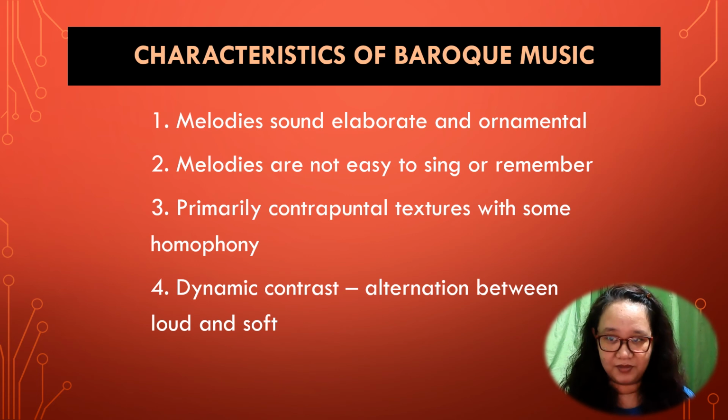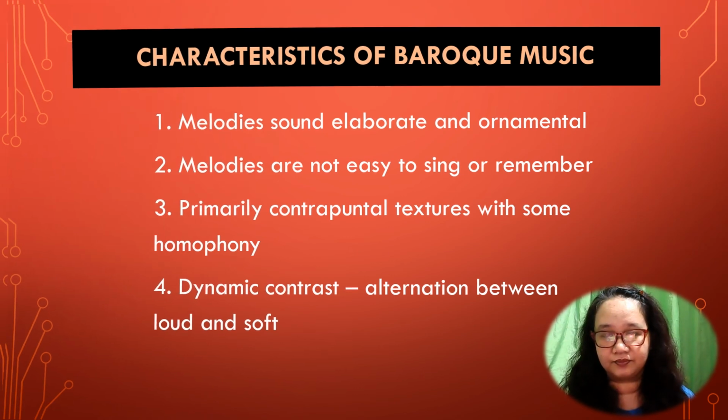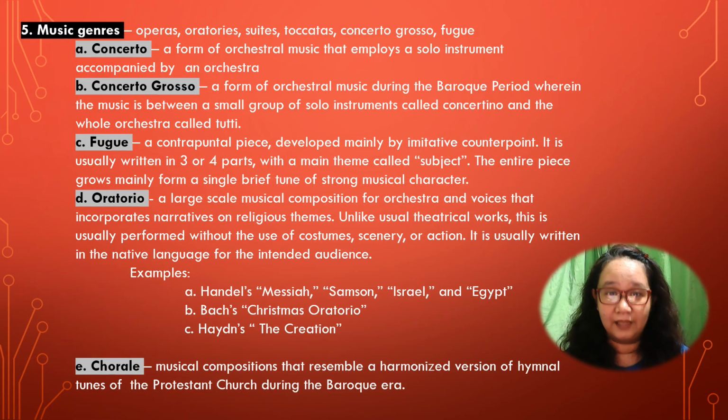Characteristics of Baroque music. Melodies sound elaborate and ornamental. The melodies are not easy to sing or remember. Primarily contrapuntal textures with some homophony. And the fourth one is dynamic contrast, meaning alternation between loud and soft. Next is music genres, like concerto, a form of orchestral music that employs a solo instrument accompanied by an orchestra.